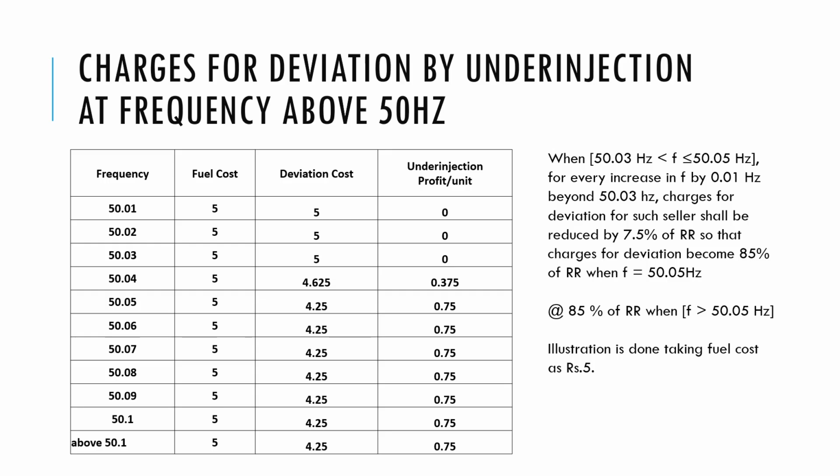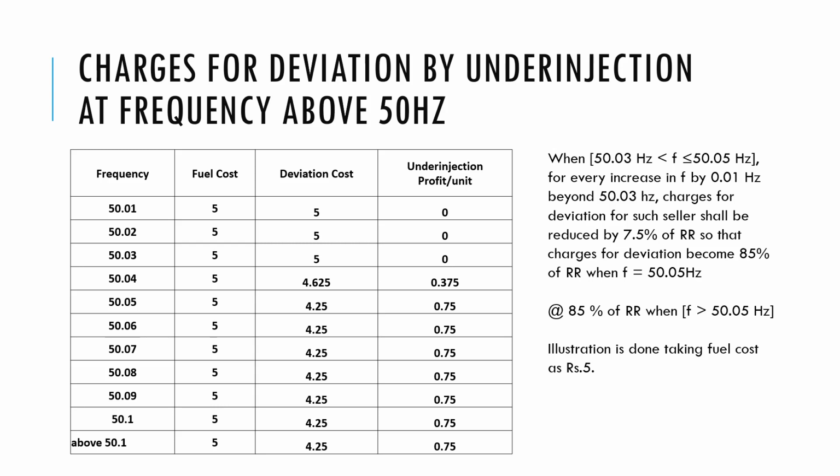So till 50.03, there would be no gain or loss, but above 50.03, for any under injection, he will gain 7.5% of his fuel cost, and it reaches maximum 15% at 50.05. That is for any 0.01 change, his incentive would be 7.5%, and at 50.05 it reaches maximum at 15%. So if the seller is under injecting at frequency higher than 50.05, his incentive is limited to 15% only. So the incentive is there, but the penalty is much harsher. The penalty is close to 110% at frequency above 50.10, but the incentive is limited to 15%.